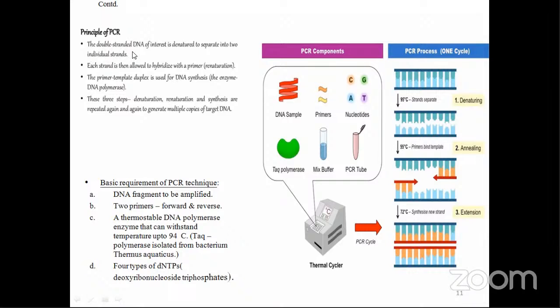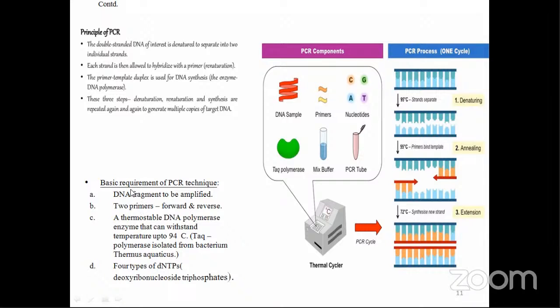Okay. Now the double-stranded DNA of interest is denatured to separate into 2 individual strands. I told you this process. Then each strand is allowed to hybridize with a primer. That is renaturation. Now it is separated, and again it will reunite. So renaturation is the annealing. The primers are used. Then the primer template duplex is used for DNA synthesis. The enzyme is the DNA polymerase. These 3 steps, denaturation, renaturation or annealing, and synthesis, are repeated again and again to generate multiple copies of target DNA. So this is the principle of the polymerase chain reaction.